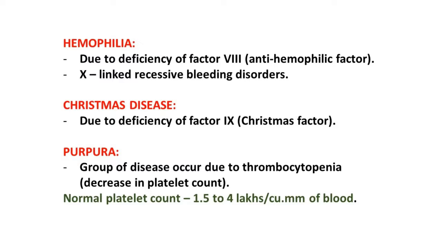Here are some diseases. Hemophilia, which occurs due to deficiency of factor VIII or anti-hemophilic factor. Christmas disease, which occurs due to deficiency of factor IX or Christmas factor. Purpura. Purpura is a group of diseases that occurs due to thrombocytopenia. Thrombocytopenia means decrease in platelet count below normal. Normal platelet count is around 1.5 to 4 lakhs per cubic mm of blood.